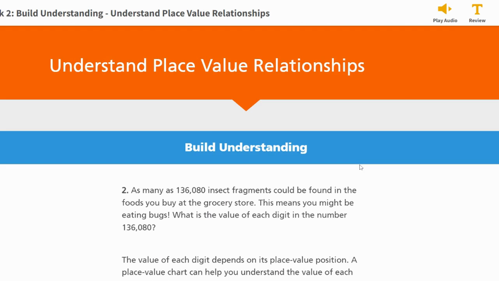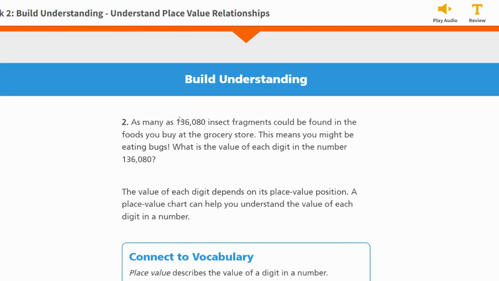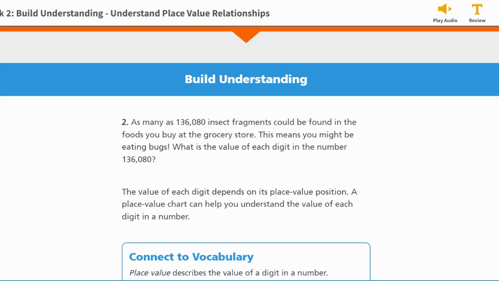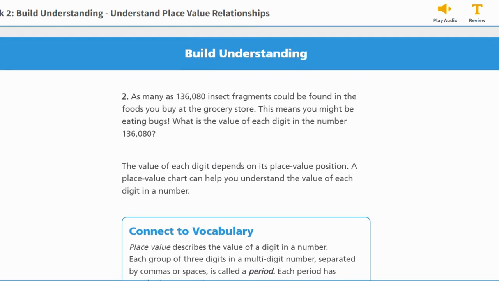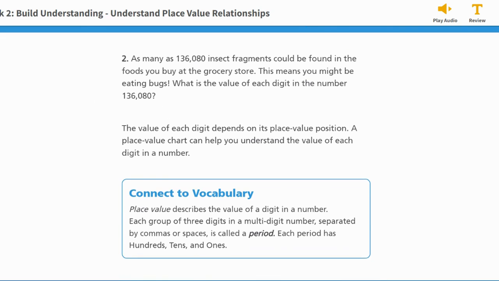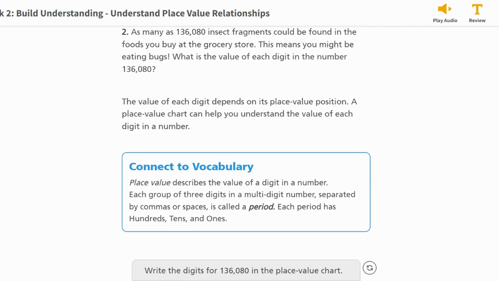Okay, the next page. We're still talking about these insects. As many as 136,080 insect fragments could be found in the foods you buy at the grocery store. Yuck! This means you might be eating bugs. What is the value of each digit in the number 136,080? So this right here is not just one. It's worth more because of where it is in this number.